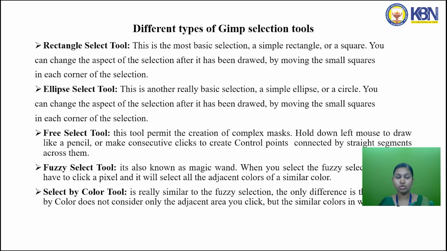And how to use the select by color tool? It is like the fuzzy selection. The difference is that the color selection does not consider the adjacent area. Whatever similar colors you have, only those colors will be taken. Okay.